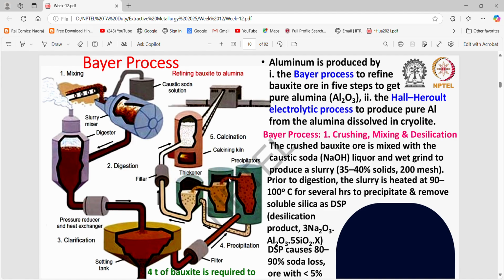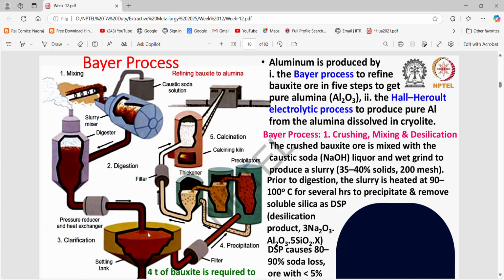However, in order to use this Al2O3 in the whole Hall-Héroult process for the recovery of aluminium metal, we need a purity of at least around 97 to 98% Al2O3. So with the help of Bayer's process, we generally produce this 97 to 98% pure, highly pure alumina material.